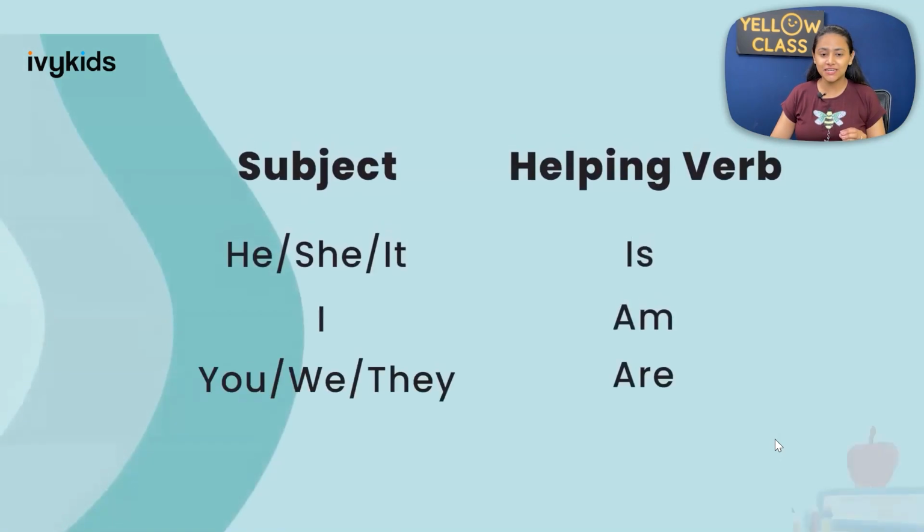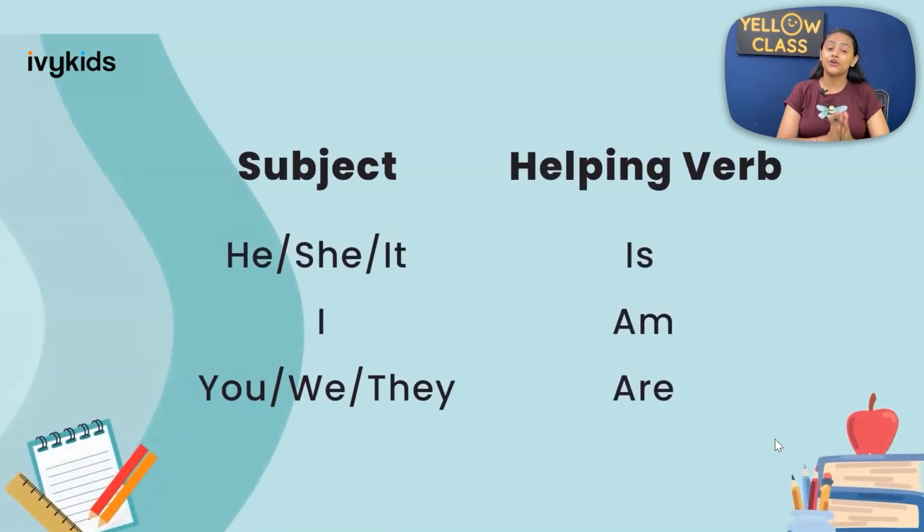Okay, kids? Now we are going to continue the learning and understand with which subject we put is, am or are. So we will understand their combination now. Remember subject verb agreement. We are again going to talk about that agreement. I had told you this in the previous session as well, but I'm going to repeat this for everybody. So please listen and understand it.